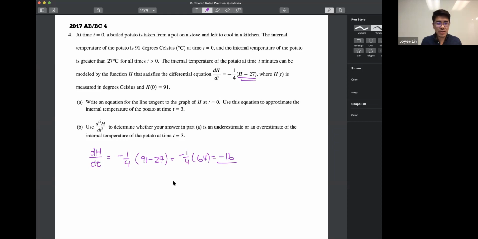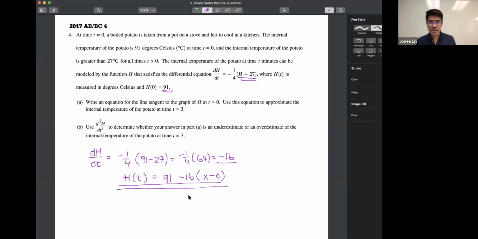So then from there, you can just write the equation of the line, right? So we get h of t is equal to, what's our starting point? Our starting point is 91. 91 minus the slope, and then I'll do t minus 0 just to be a little bit redundant right there, right? So that is the equation of your tangent line.